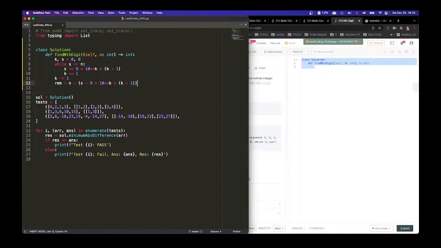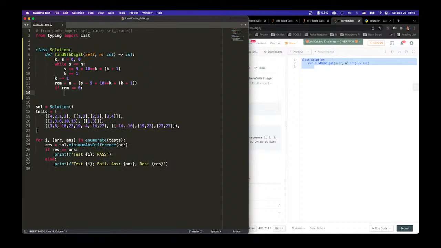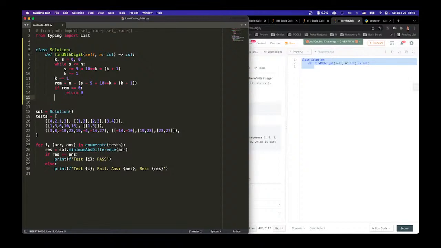Now apparently, if remain is equal to 0, right? If remain is equal to 0, so there's nothing inside there to go. Then we're just going to return 9, because that means the nth is the last value of the last number of that. That's fine. Else, if we have remaining, right?